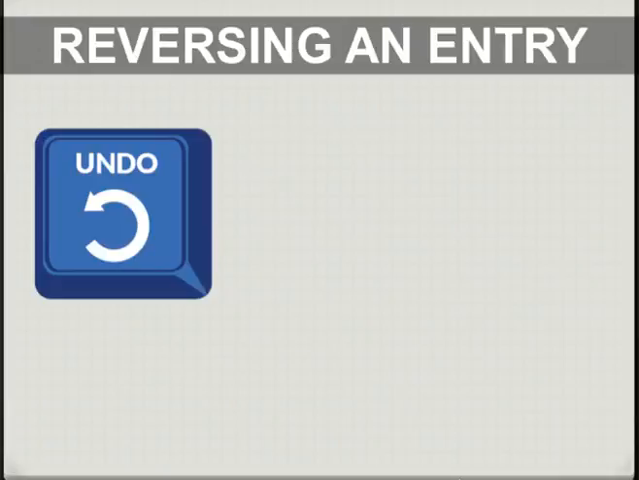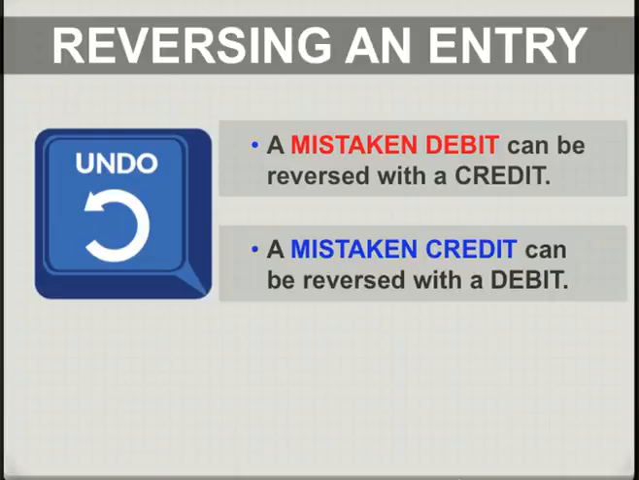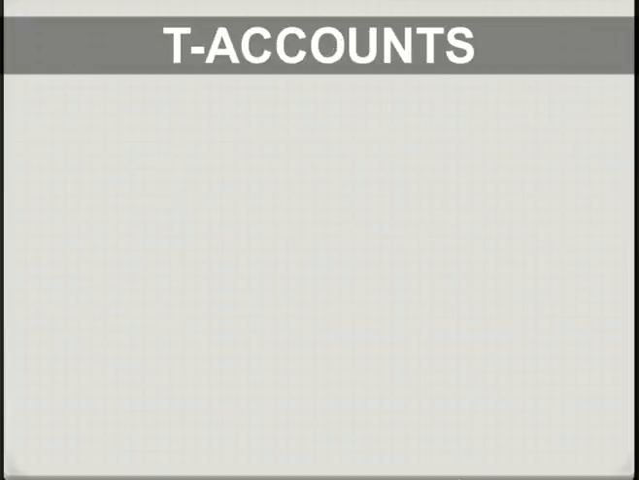To fix an error, you must reverse the mistake made. What does this mean? It means you must use opposites. If you mistakenly debited an account in the past and posted, then you must credit it now to fix the error. On the other hand, if you mistakenly credited an account in the past, then you must debit it now to fix the error. It can be helpful to use T accounts in analyzing the mistake and what needs to be done to correct the error. Let's look at an example together.